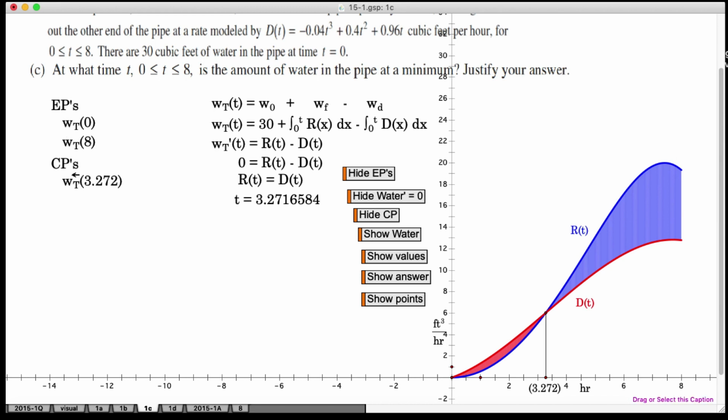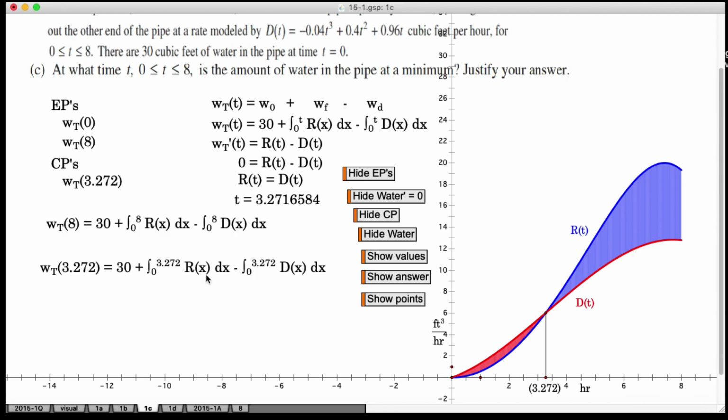So now what we have to do is find the amount of water in the pipe at these 3 times. Now we know the water in the pipe at time t equals 0. That was given to us. That's 30 cubic feet of water. And how do we find the water in the pipe at these 2 times? Well, we just use this water equation. This is the total water in the pipe at any time. We just use it twice, but we change the time: t equals 8, we go up to the integral of 8. And at the critical point here, we change t to 3.272 and change it here also.